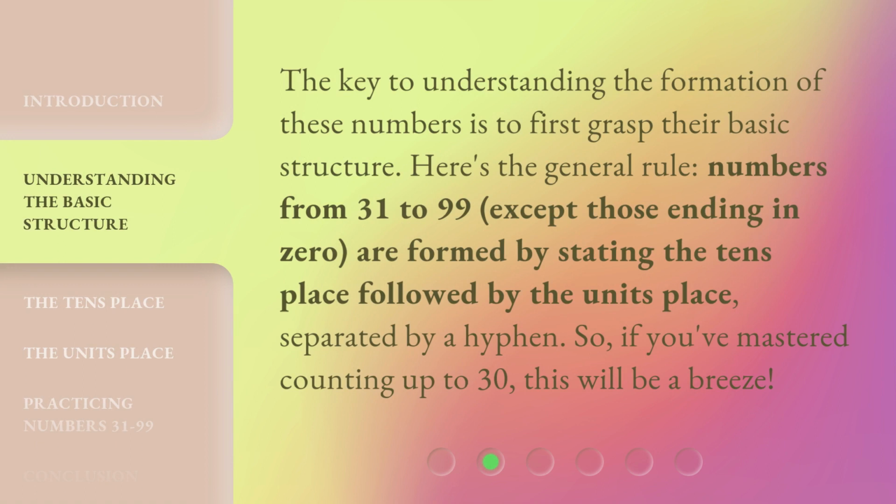The key to understanding the formation of these numbers is to first grasp their basic structure. Here's the general rule. Numbers from 31 to 99, except those ending in 0, are formed by stating the tens place followed by the units place, separated by a hyphen. So, if you've mastered counting up to 30, this will be a breeze.